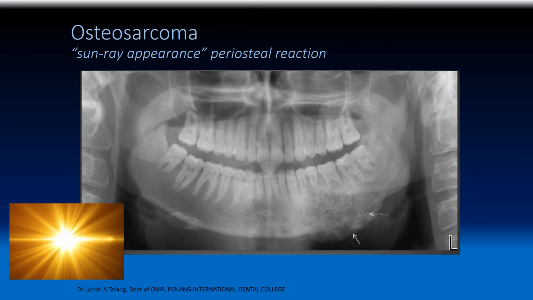This is an example of osteosarcoma with the sun ray appearance, also called a sunburst appearance, which is a periosteal reaction. And osteosarcoma is a very aggressive malignancy of the jaw, and this is the appearance pointed out by the white arrow marks.